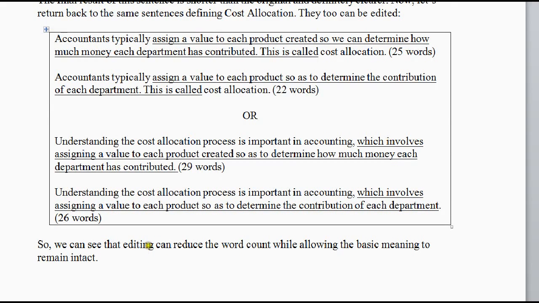So the point of this mini lecture is simply that we need to edit, remove jargon, make things succinct, and make our definitions part of our writing as opposed to being opposite to it. Hopefully you have found this information useful.